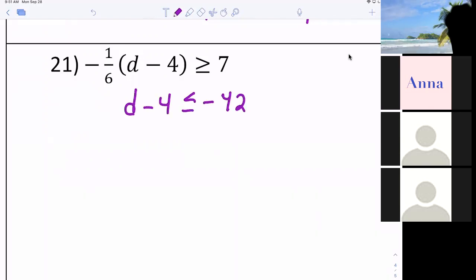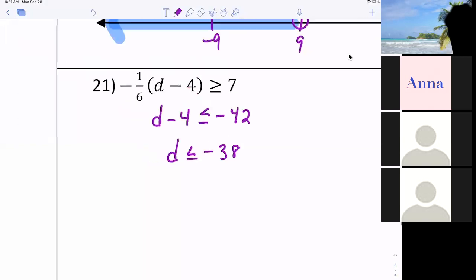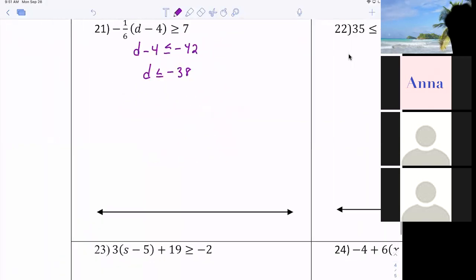Now what do I do to both sides? Add 4. D is less than or equal to negative 38. Solid or open? Solid. Here's negative 38, here's positive 38. Solid at negative 38, going in which direction? Less than. All right, that was a lot.